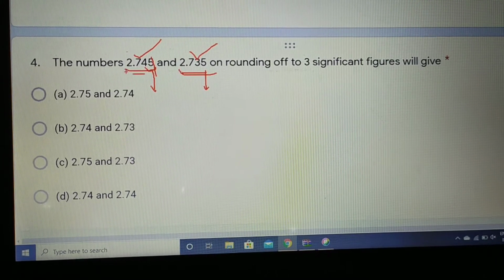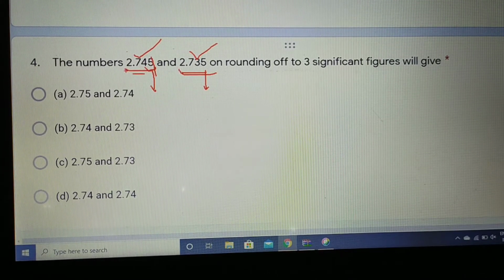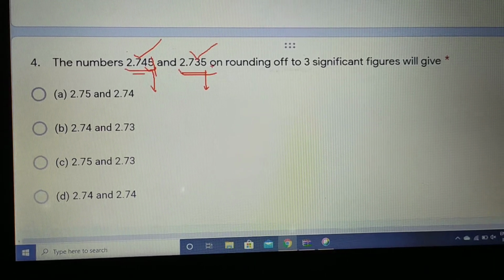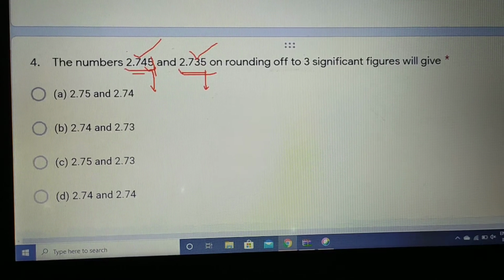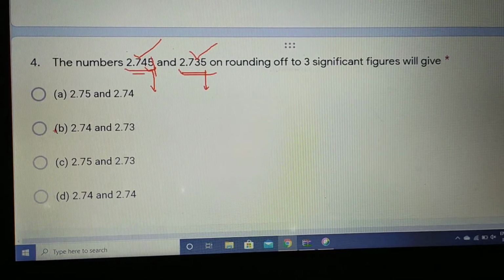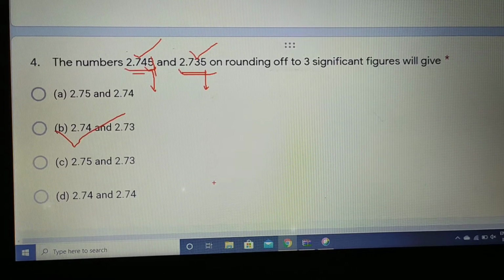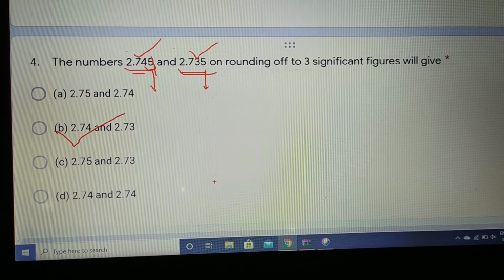So after rounding off to 3 significant digits, this number will be 2.74, and for the next number we follow the same rule, and the number will be 2.73. So the correct answer is this one. Now let us move to the next question.